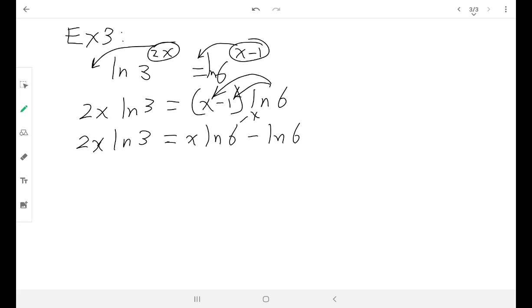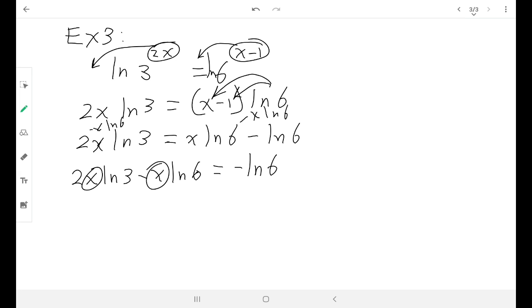So I'm going to do minus x times the natural log of 6 on both sides here. And that's going to give me 2x times the natural log of 3 minus x times the natural log of 6 equals the negative natural log of 6. And notice how these both have an x in them now. That means that I can factor that x to the front.